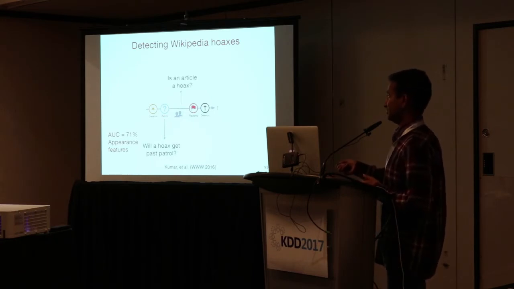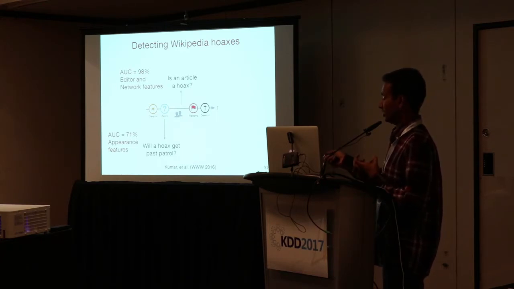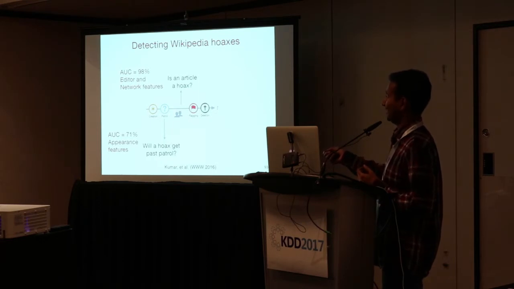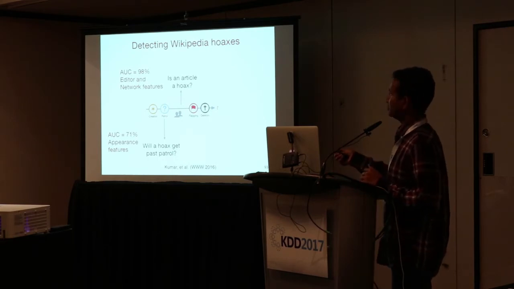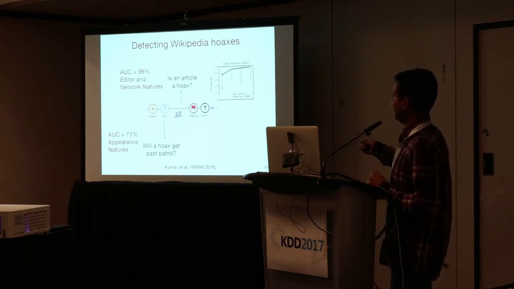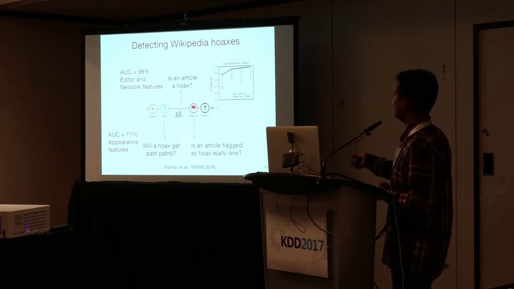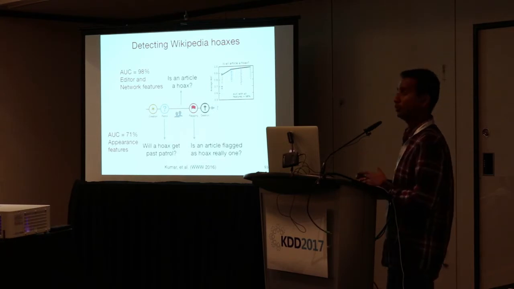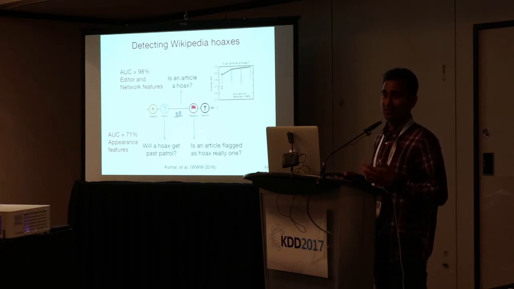Once an article has gotten past the patroller, we want to identify whether it is a hoax or not. And again, we use all the features and we get almost perfect AUC, with non-appearance features, like more intricate features, like how the article is connected to other Wikipedia articles and what are the properties of the editors, being the most important ones to identify a hoax. And this is the change in accuracy as different sets of features are added. But let's skip that. And in here, after a particular hoax article is flagged, we want to identify whether it is actually a hoax or not.